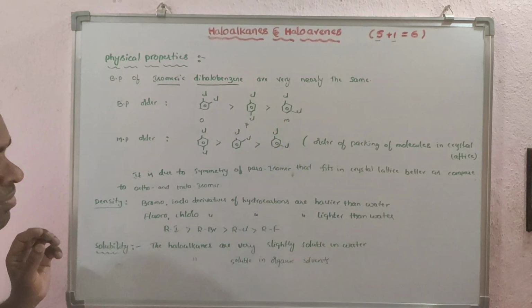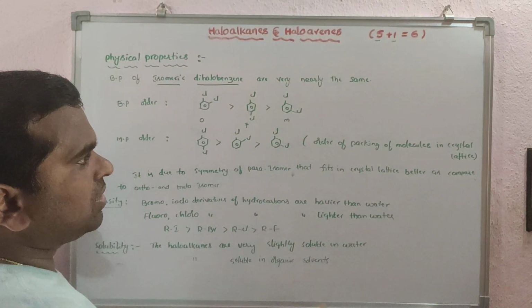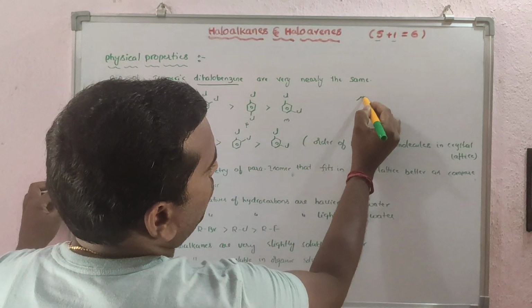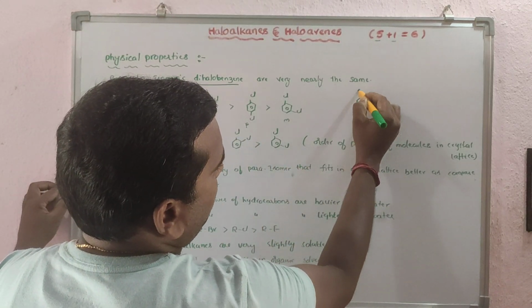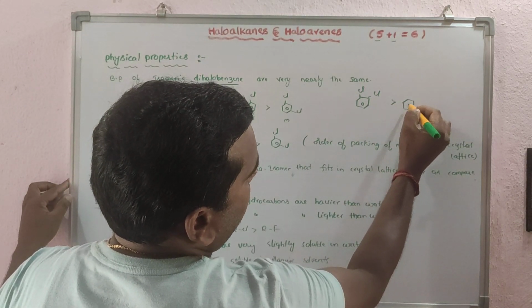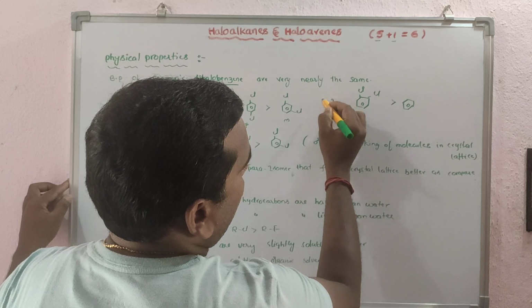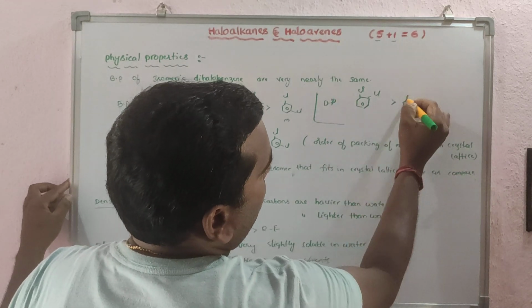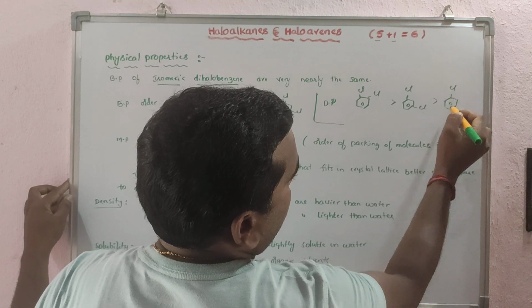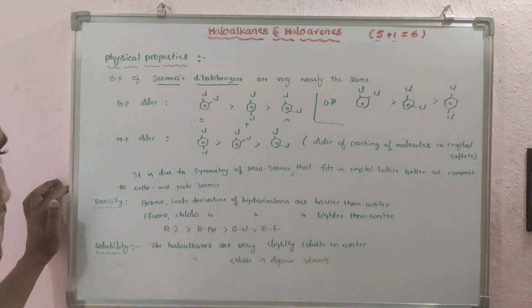then meta. If you compare the polarity order, what is the polarity order? You already know the polarity order of the compound is ortho, and after that, I mean the dipole moment order. So the dipole moment order is ortho, meta, and after that para. This is the dipole moment order, meaning polarity order.